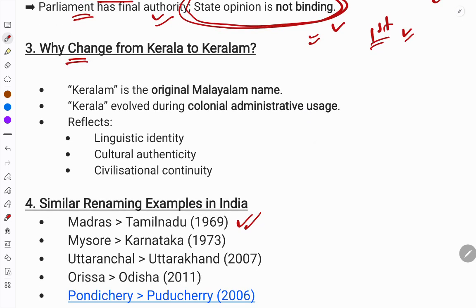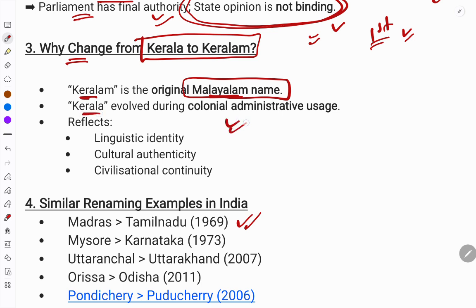Next is why this change is required at this point of time. See, Kerala is going to be changed to Keralam, the central nod is done. Keralam is the original Malayalam name. As we know, Malayalam is the state language of Kerala. The word Kerala evolved during the colonial time. It's a colonial usage. Colonial people called it Kerala, but the original Malayalam name was Keralam. It reflects its linguistic identity, because Keralam is the Malayalam word, so the Malayalam identity gets strengthened. It reflects cultural authenticity because it derives from Malayali culture. Next is civilizational continuity, which is continuing in the Kerala civilization. That point is also very important.